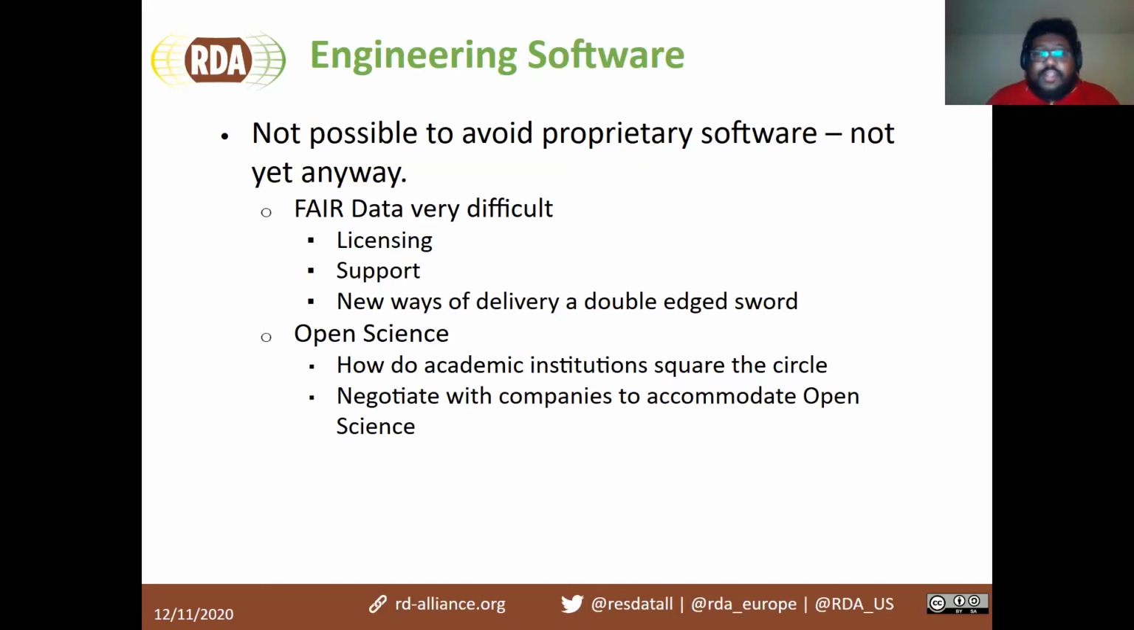There are lots of advantages to this. The price point can be reduced, and you don't need to have expensive infrastructure to run it. But it becomes a double-edged sword, essentially, because how do you archive and use it over long term, and how do people who might not have access to that particular version access your software? And finally, you have issues with open science. How do academic institutions square the circle of wanting to promote open science while using academic proprietary software?